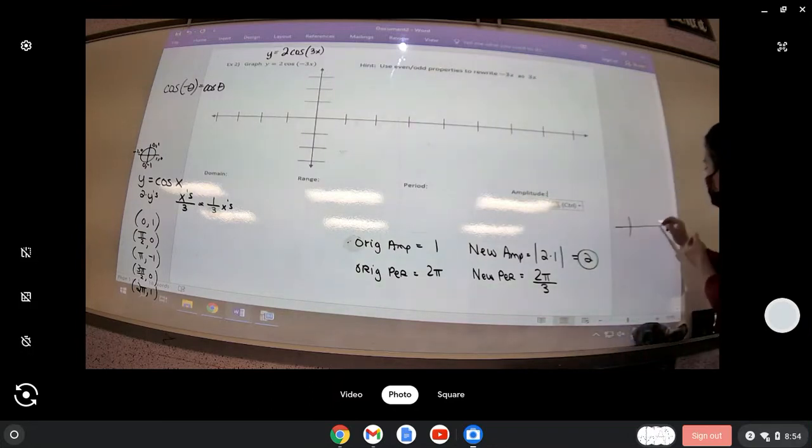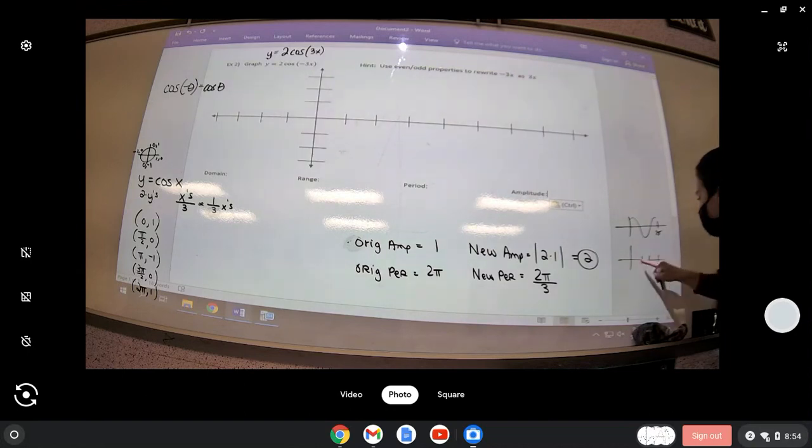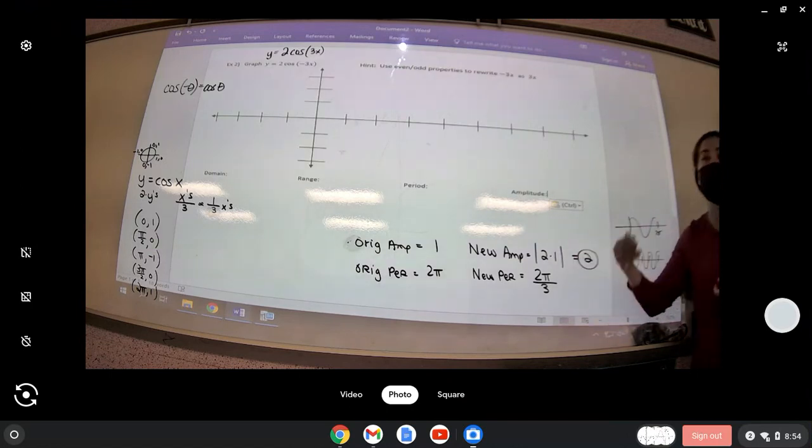So picture this. From 0 to 2 pi, there used to be one cosine wave. We've just taken that 2 pi and we've cut it into thirds. So now it'll have one cosine wave in each one of those 2 pi over 3 units. We should be able to fit 3 cosine waves in the original period now. We've chopped the original period into thirds. It doesn't take as many units to create a cosine wave anymore.